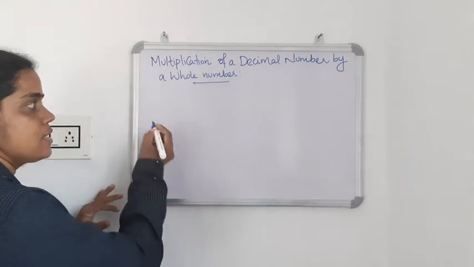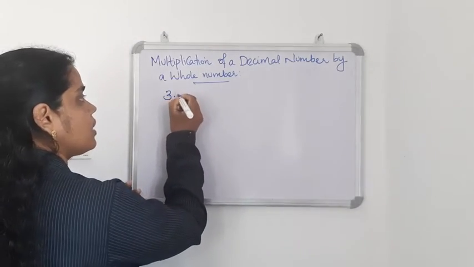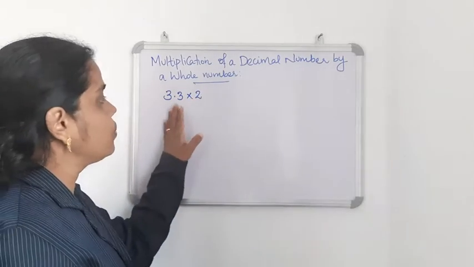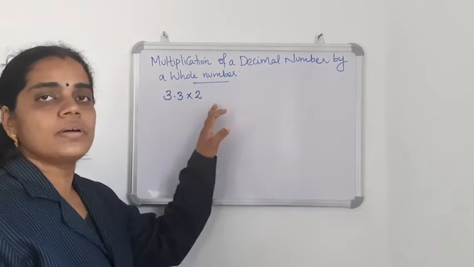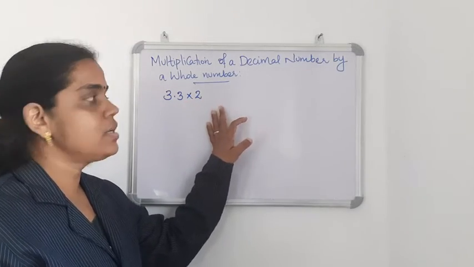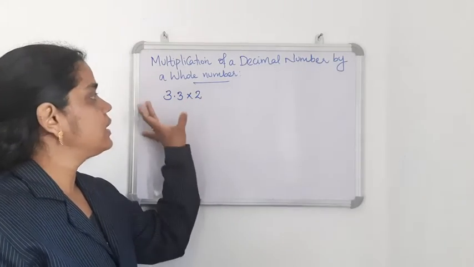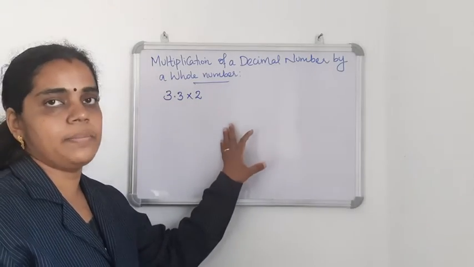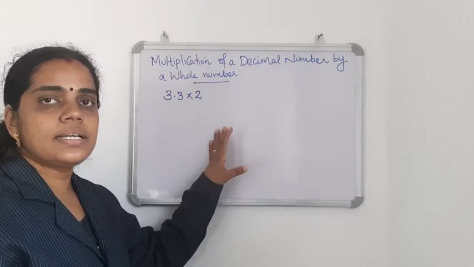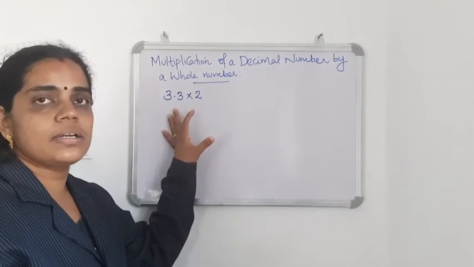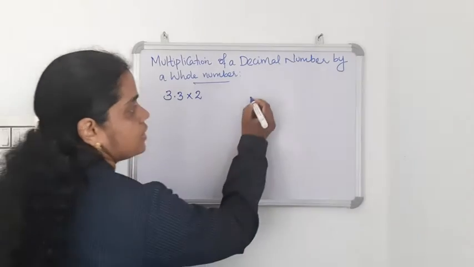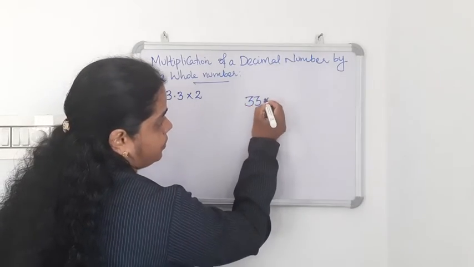So the first question is 3.3 into 2. All of you know 3.3 is a decimal number and 2 is a whole number. So the method is that without considering the decimal, first you need to multiply. Without considering the decimal, what is the number here? It is 33 and 2. So we can multiply 33 into 2.